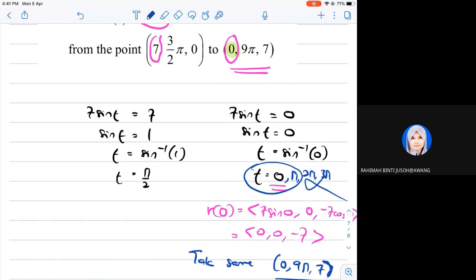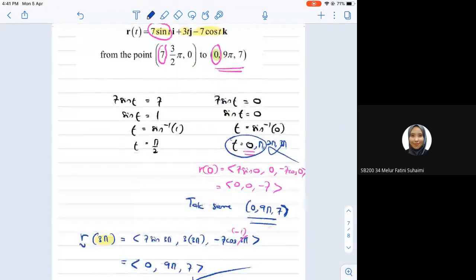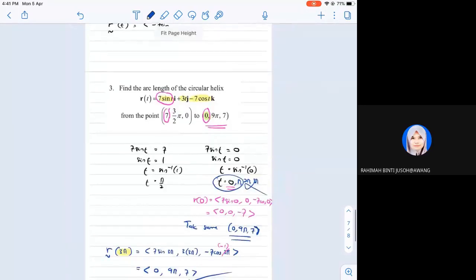Kalau tiga-tiga polinomial, tak apa. Ambil je mana-mana. Either one. Tak kisah. Boleh? Is that clear, guys? Okay, Doktor. Thank you. Welcome.